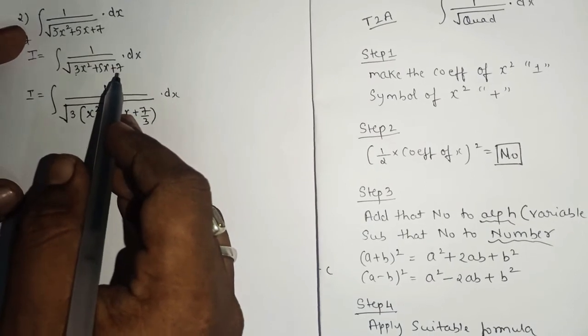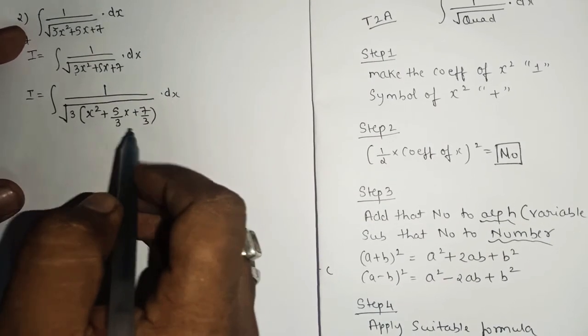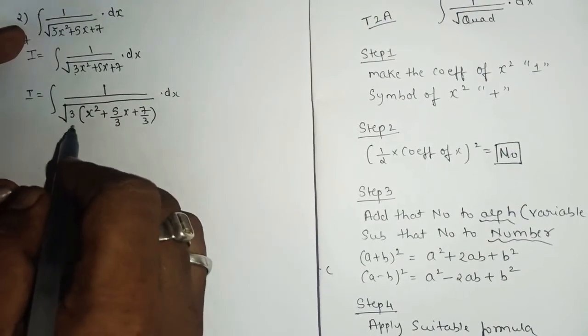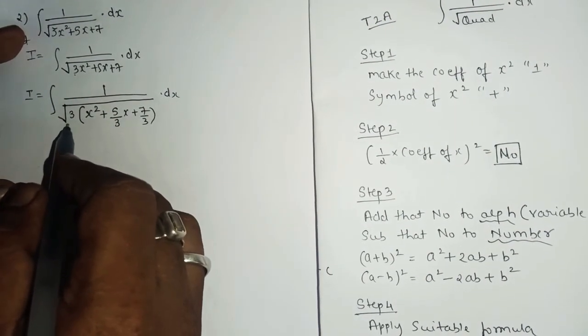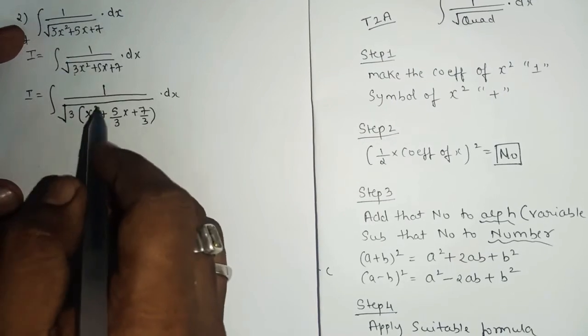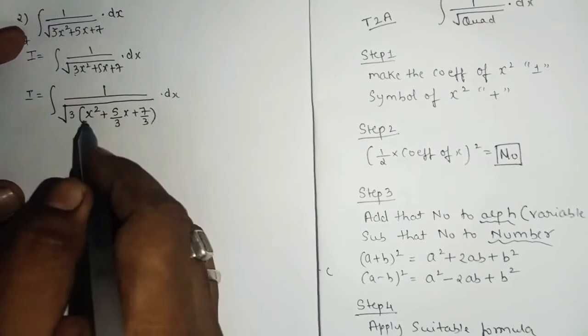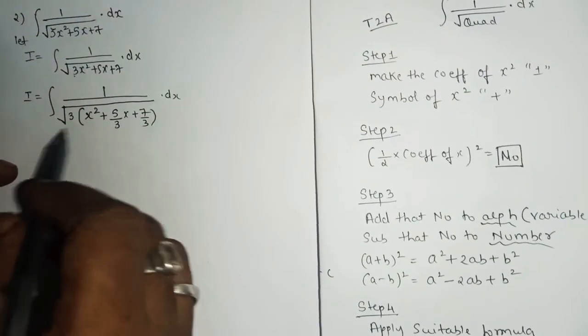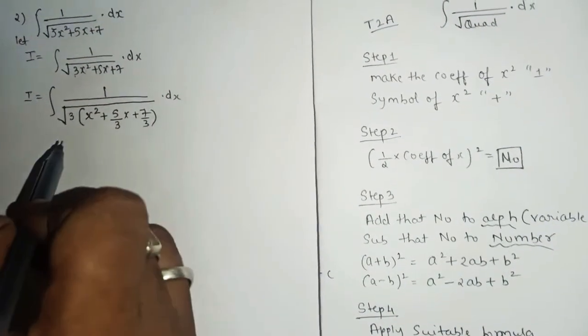Here also we don't have 3, so in the denominator the 3 will go. You can check whether this step is correct or not. Simply bracket open with this 3, and you will get the previous step. If you are getting the previous step, then the steps we did are perfect.